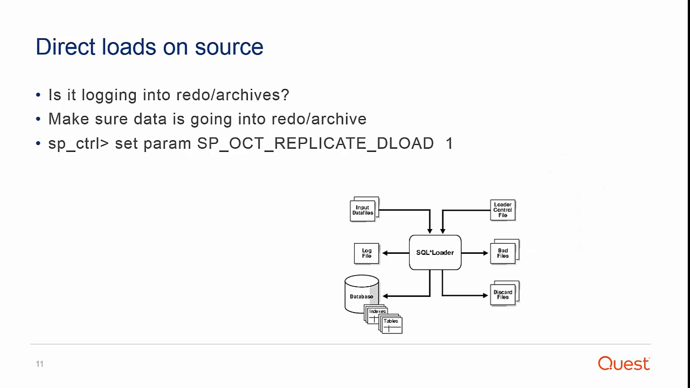Check to see if the users are performing direct loads on source with no logging option, as this would result in data not being written into the redo logs on source, and as a result it would not be seen by SharePlex. To prevent this issue in future, make sure all your loads are being logged into the redo log and set SP_OCT_REPLICATE_DLOAD to 1. Be careful with this setting as it will slow down your SharePlex replication. Also check the create table DDL script to make sure that logging is turned on for the table. If archiving is not turned on, then deload will not replicate.